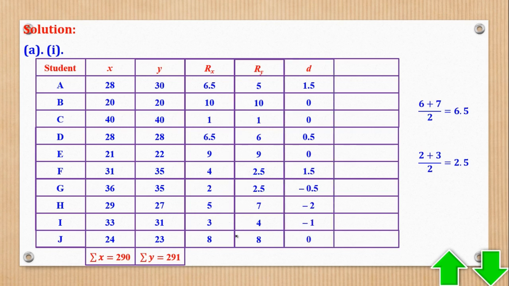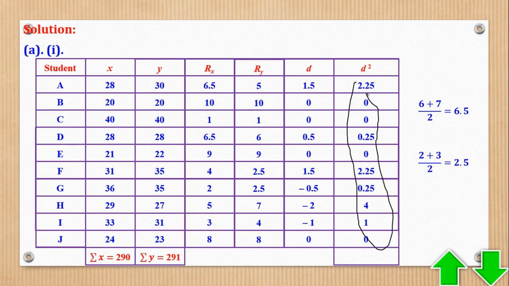But our interest is the square of the difference. So we shall get a column of the square of the difference. Square this, square this, and so on for each value. Next is to get the total of all these values. When you add all of them, the total will be 10.